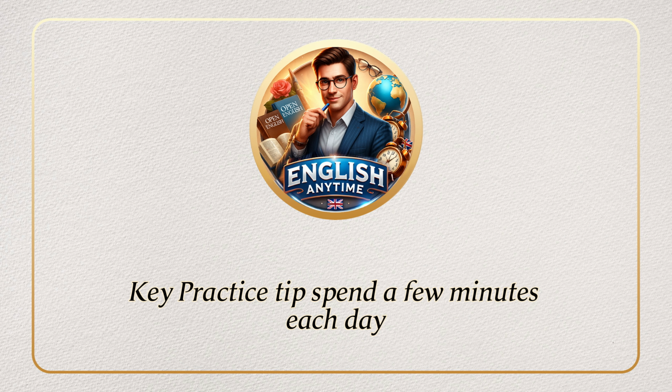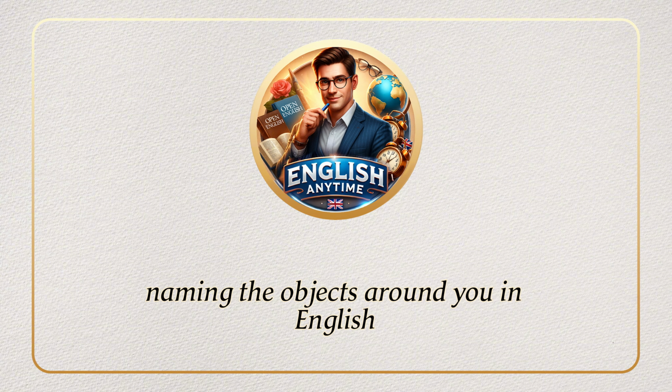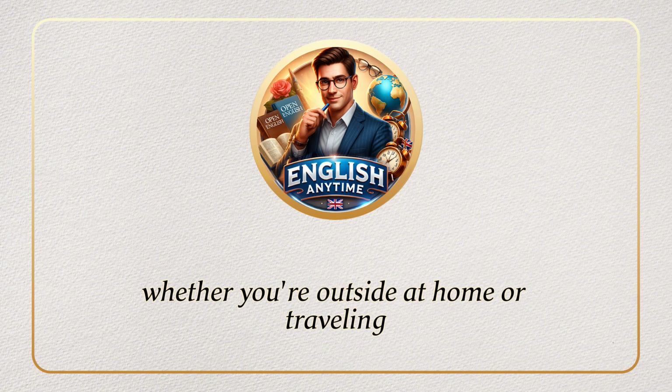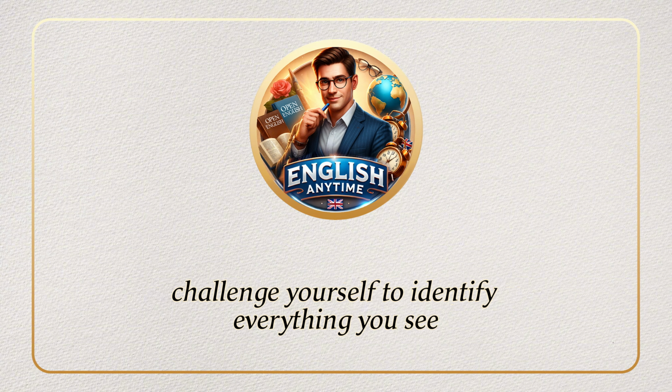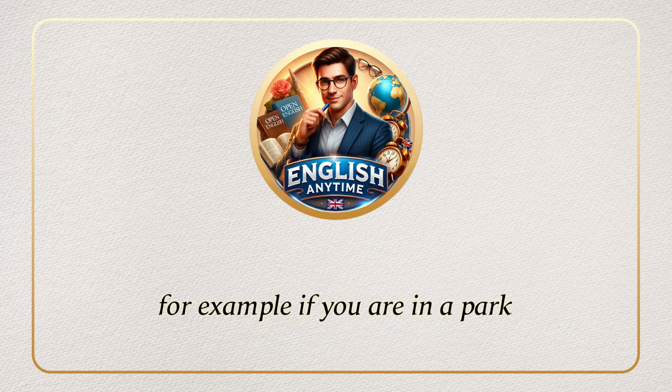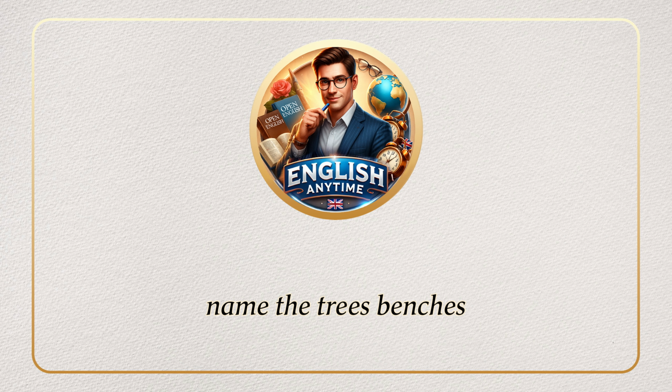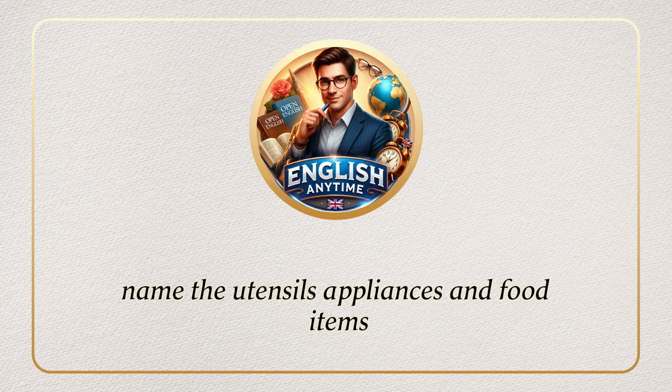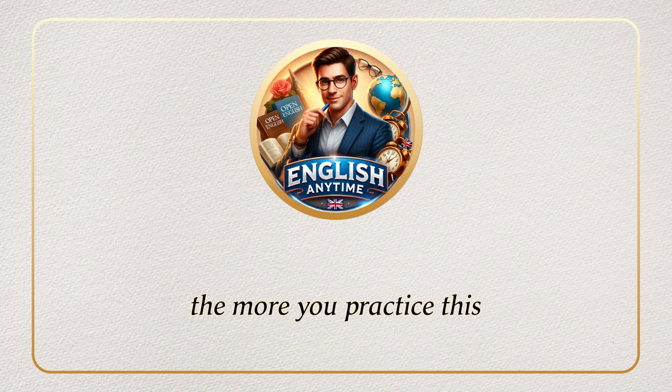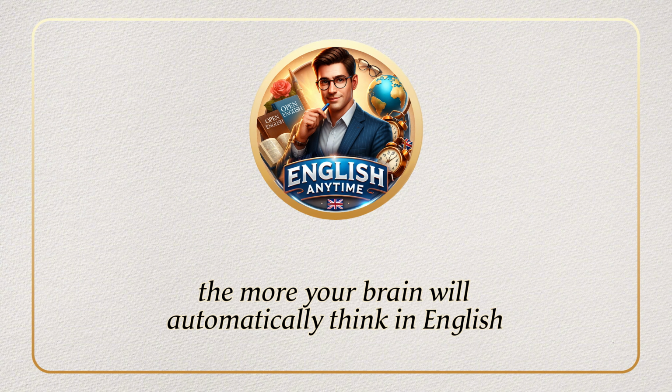Key practice tip: spend a few minutes each day naming the objects around you in English. Whether you're outside, at home, or traveling, challenge yourself to identify everything you see. For example, if you're in a park, name the trees, benches, flowers, and animals. If you are in your kitchen, name the utensils, appliances, and food items. The more you practice this, the more your brain will automatically think in English.